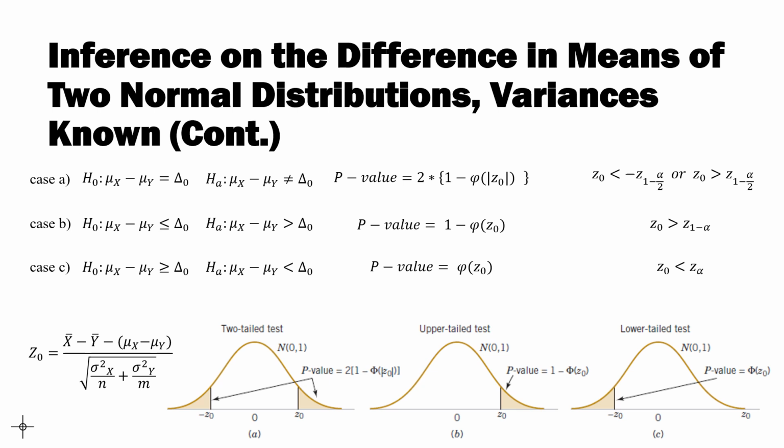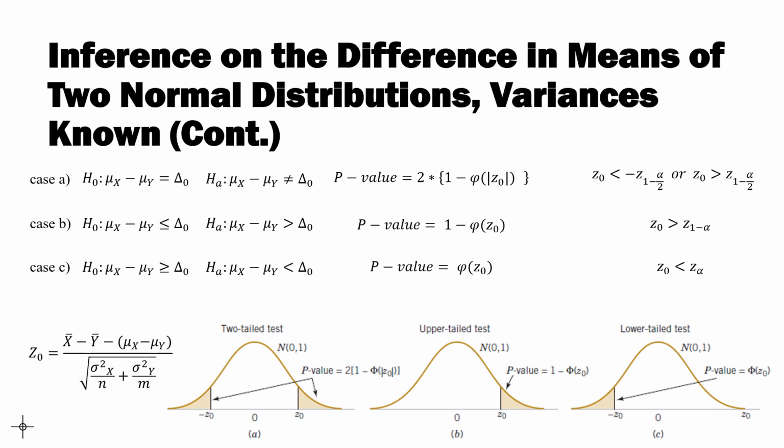To find the value of the z-test, we need to plug in the values of sample means for both samples, x bar and y bar, sample sizes n and m, the hypothesized value on mean difference, delta 0, and known population standard deviations, sigma x and sigma y.